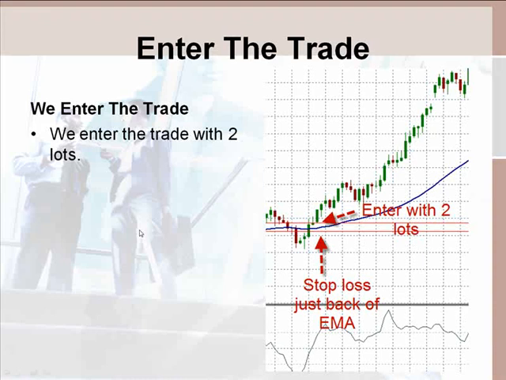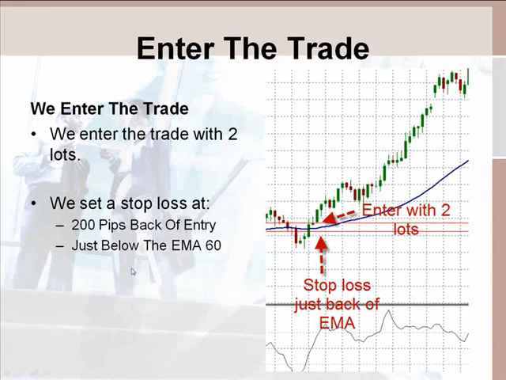So here's our entry point. And we set our stop loss at either 200 pips back of the entry point or just below the EMA 60. In this case, we set it just below the EMA 60. It was only about a 60 pip stop. The currency pair was in a strong uptrend, but it wasn't moving quickly in this case. And of course, we choose the one that risks less, and in this case, we did.